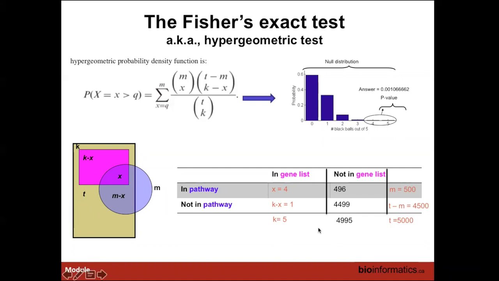Those numbers you can also put in the 2x2 contingency table. I'm showing it to you in case you have one pathway that you would like to test with your data. In this case, you can just use R and the Fisher's exact test function by entering these numbers: this X, this K, this T, and this M. Then you can test one pathway of interest manually, I would say.